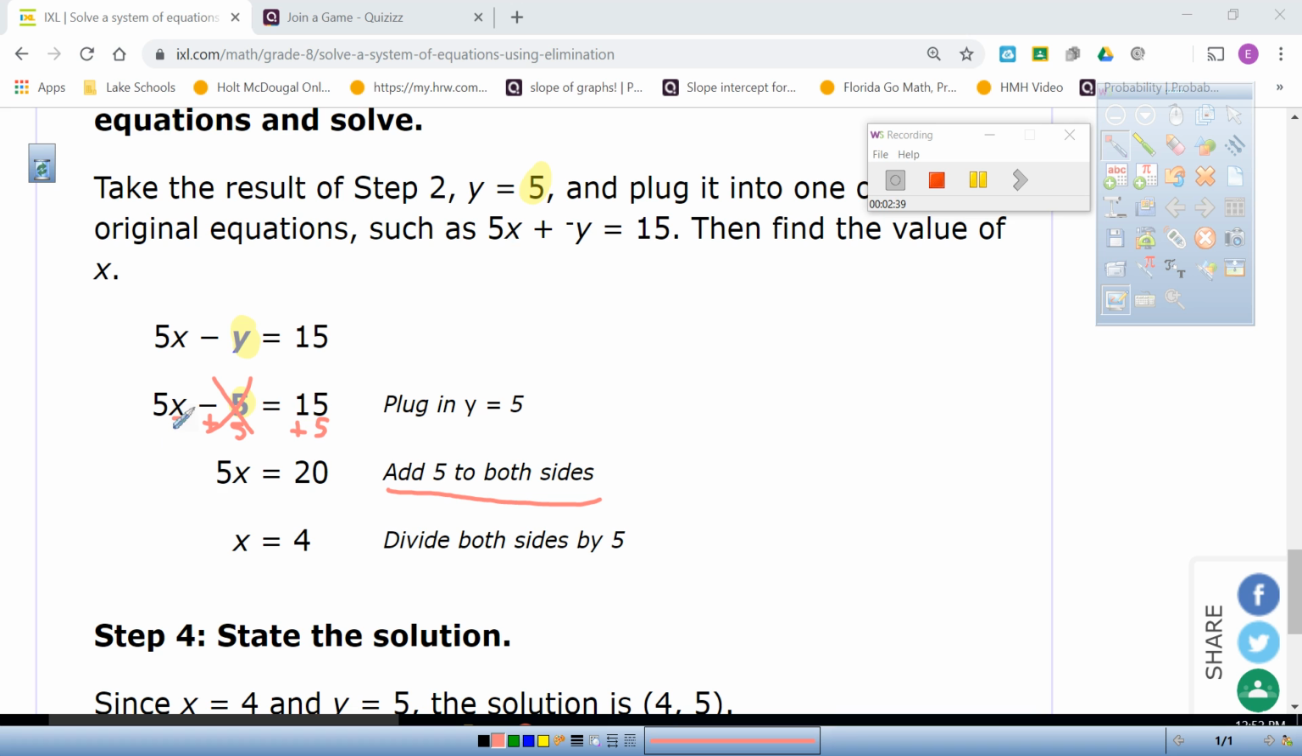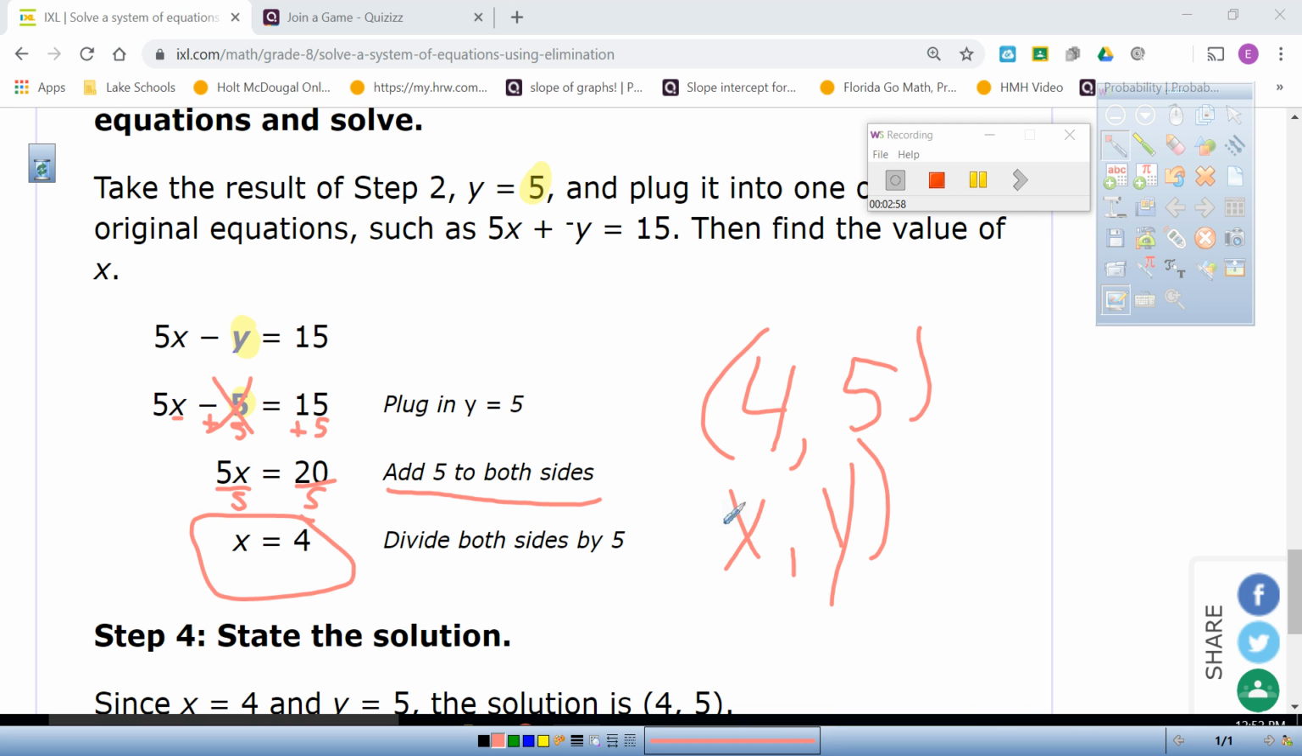Those cancel out. So I'm left with 5x equals 20. And then I have to divide both sides by 5. So my x is equal to 4. So my x is 4 and my y is 5, and it's written as a coordinate pair because this is the x and this is the y. If I were to graph these two equations, they would cross, and this is the point that they would cross at, so that would be the solution.